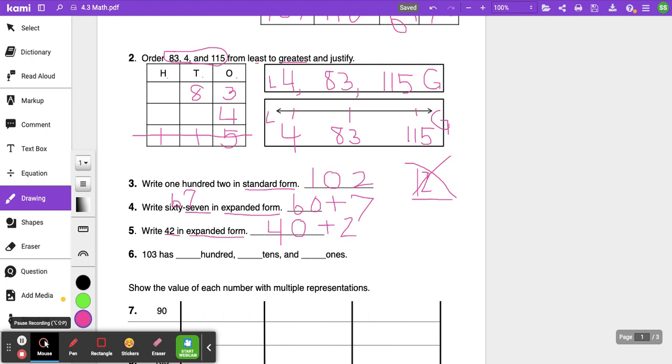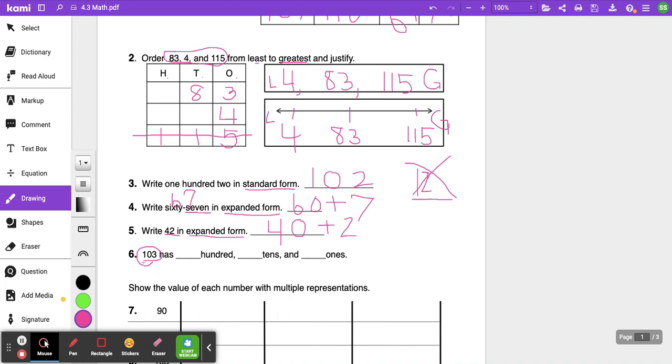Okay, it's time to check your answers. So 42 in expanded form is 40 plus 2. There it is. Number 6 gives us the number 103. And here they're asking us how many hundreds, how many tens, how many ones. That's just like what we did up here, putting them in the hundreds, tens, and ones place value chart. So we're going to do the same thing.